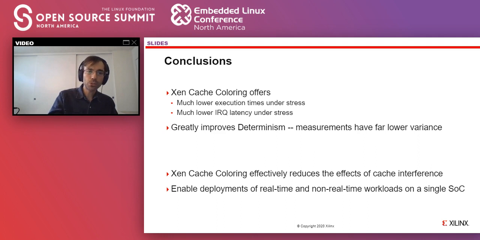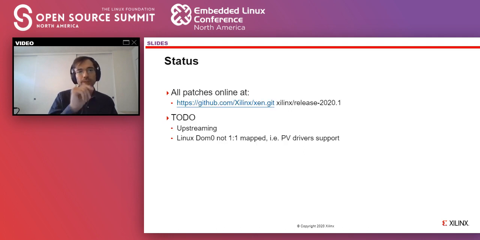Now, what I want to show you is the status. Before showing you a demo, I'm going to give you a quick update on the latest status of cache coloring. All the patches are public and online. As for the Xilinx Xen tree, the latest branch, released as 2020.1, has all the cache coloring patches. Make sure to enable cache coloring in the Kconfig of the hypervisor if you want to use it. The upstreaming has yet to start, but it should start soon.